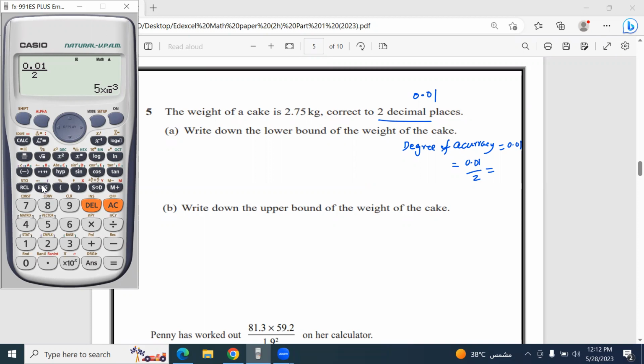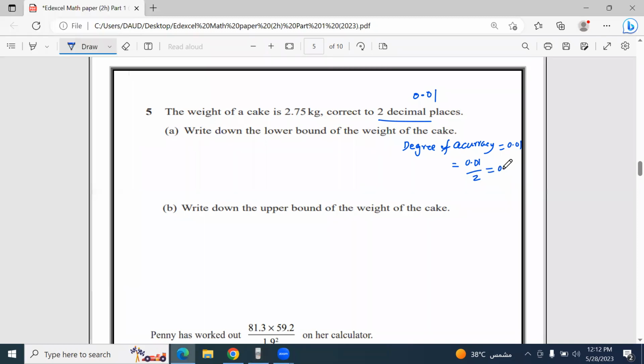0.005. So here we have 0.005. When we have lower bound, we subtract, and if they want upper, we will add the degree of accuracy. So for lower bound, 2.75, there are three decimal places, so you can suppose to say that this is 2.750 minus 0.005, so that you understand.